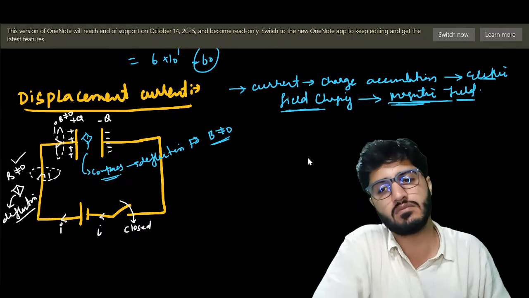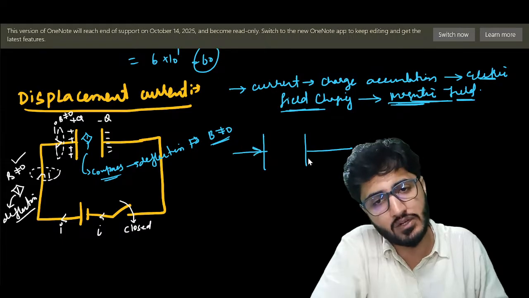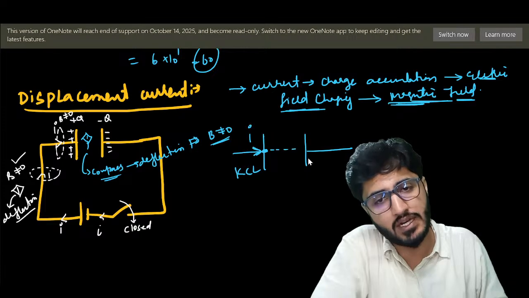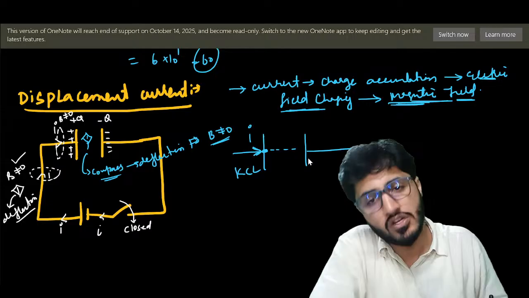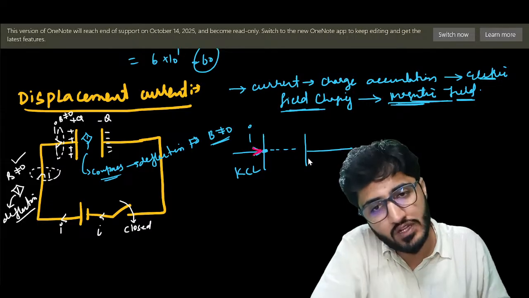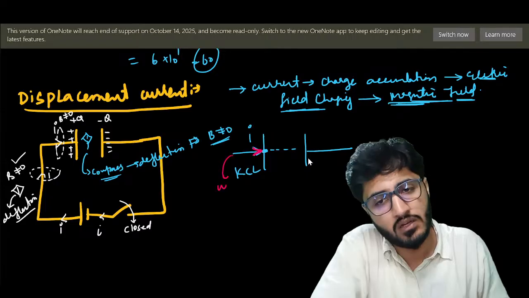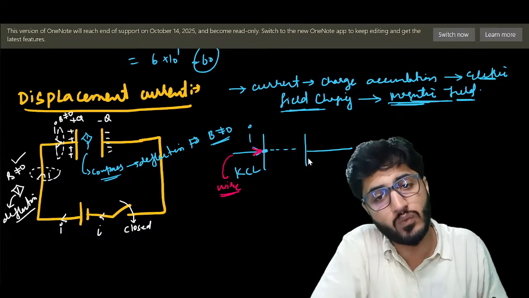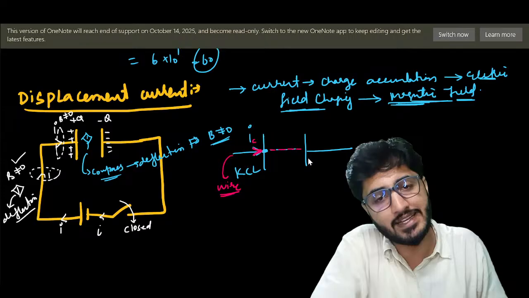Now, according to the KCL, if current I is flowing into the loop, the circuit, then there should be a current leaving. The current which is flowing through the coil, through the physical wire, is IC, the conduction current. And the current which is hypothetical inside the capacitor is my displacement current.